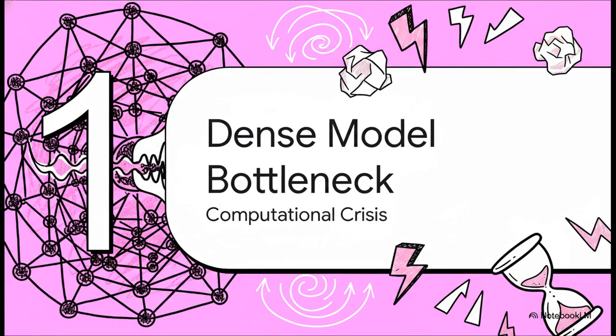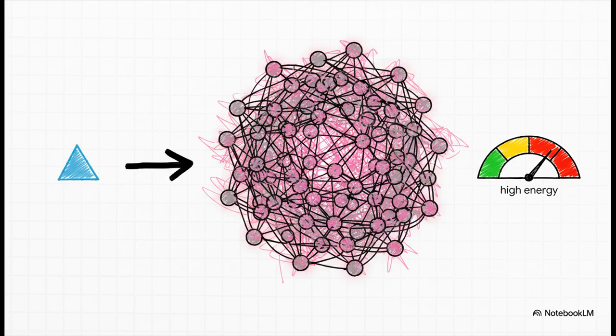All right, first up, the dense model bottleneck. You got to understand the problem to really appreciate the solution, right? Let's talk about this computational crisis. So think about it like this. Imagine you have a world-class expert on, say, quantum physics, and you ask them, is the sky blue? In a dense model, that expert would have to read every single book in their entire library from cover to cover before giving you the answer.